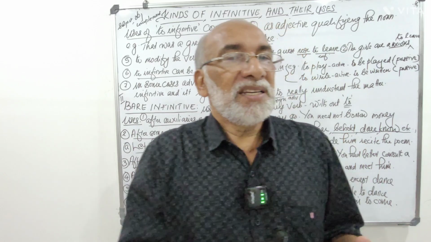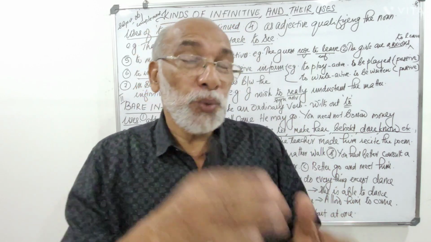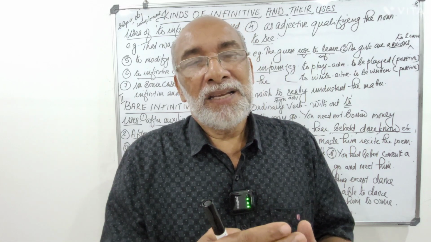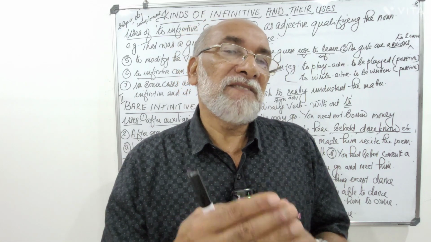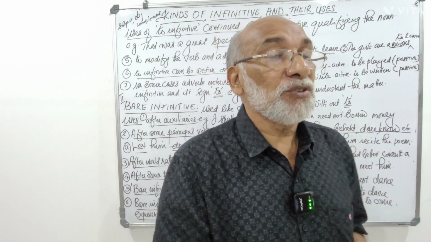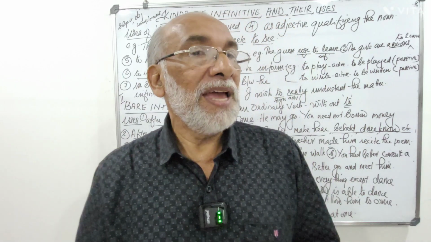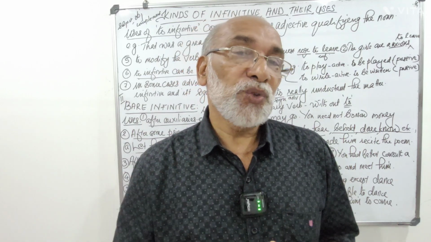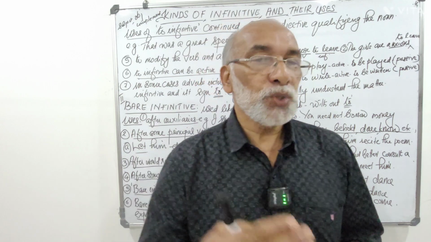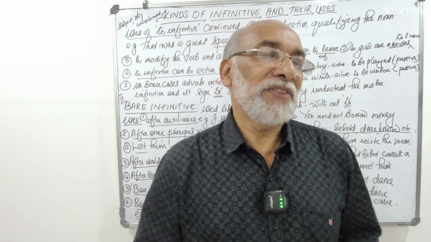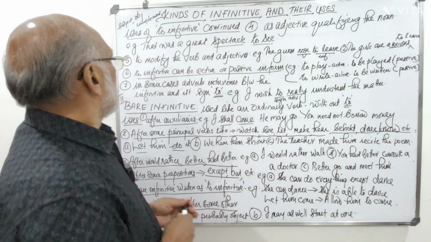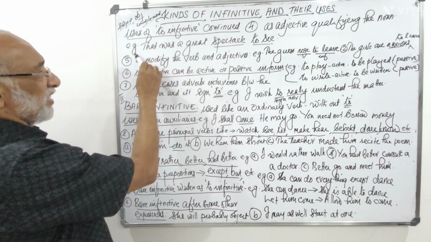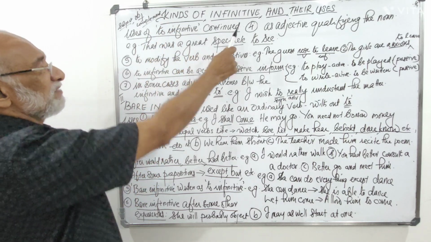And we started discussing the uses of to-infinitive, and we have already covered three uses. The to-infinitive can be used as the subject of a verb, as the object of a verb, and as the complement of a verb. Now let's come to the fourth one. As I said, they can be used as the subject, object and complement. Now we continue with the discussion. Uses of to-infinitive continued. Fourth one.